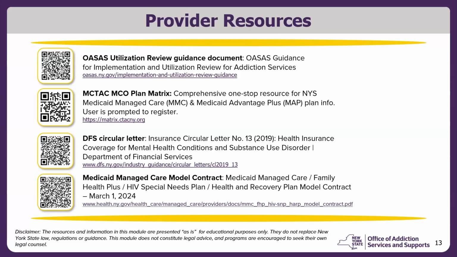After registering for free, you can search for plans by county, region, or use the drop-down menus to filter by mainstream or MAP plans. Each search result is organized by tabs, with each tab focusing on a specific operational area. Hosted on the MCTAC website, the MCO Plan Matrix is updated regularly. It serves as an excellent reference for frontline staff, billing teams, and program managers. It helps ensure you're following each plan's requirements while streamlining communication and compliance.